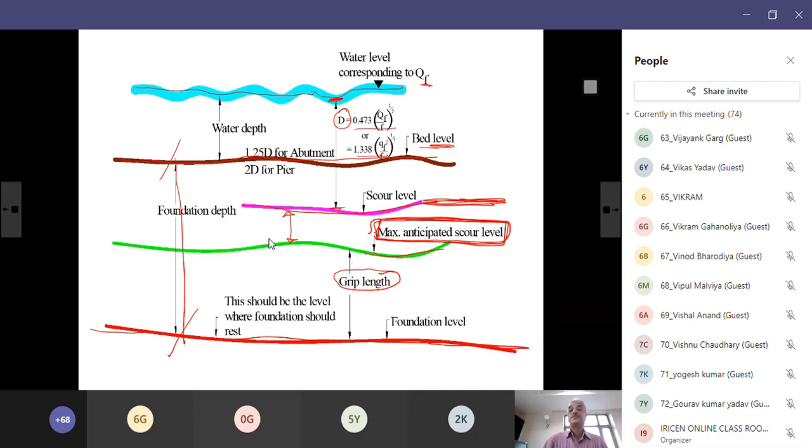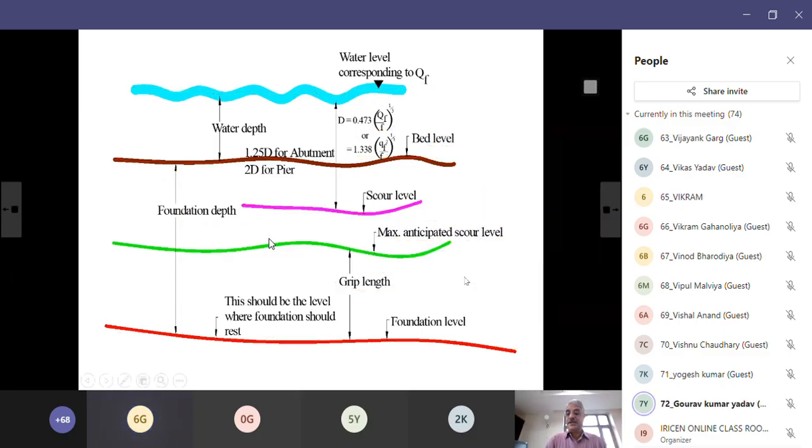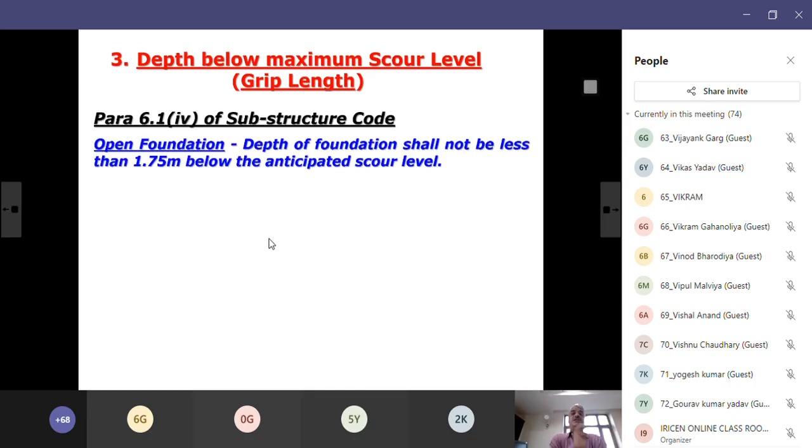Okay. Yes, sir. Now the only thing is grip length. So the so-called grip length, what is it? The depth below maximum cover level, which we have called grip length. This is also given in the substructure code, para 6.1 Roman 4. For open foundation, it says the depth of foundation shall not be less than 1.75 meter below the maximum anticipated cover level. So grip length will be 1.75. So your bottom of foundation will be 1.75 meter below your maximum anticipated cover level.